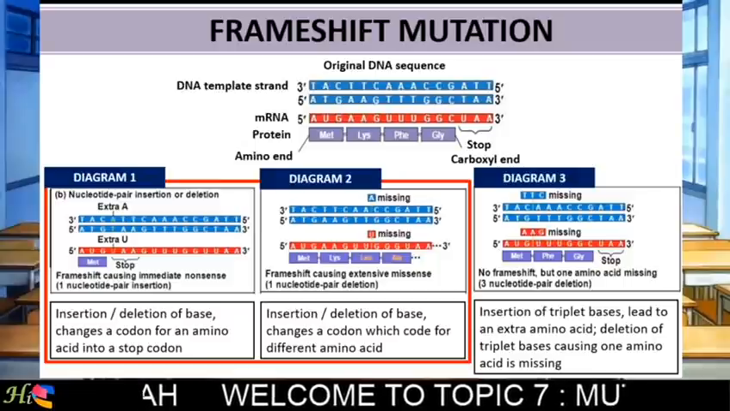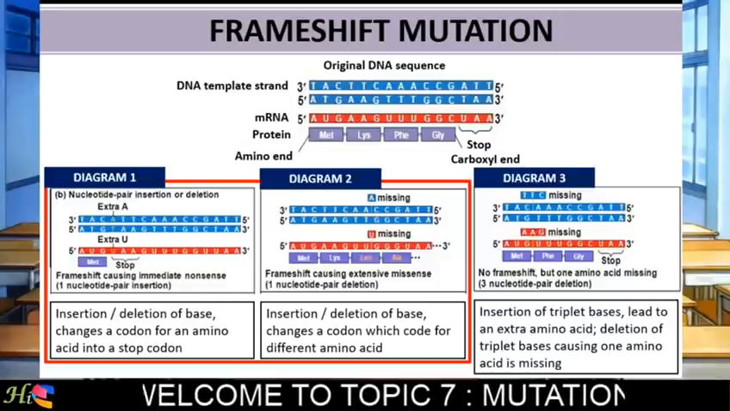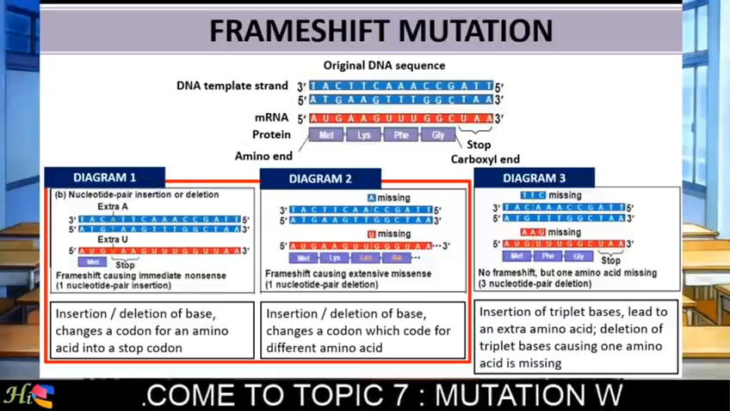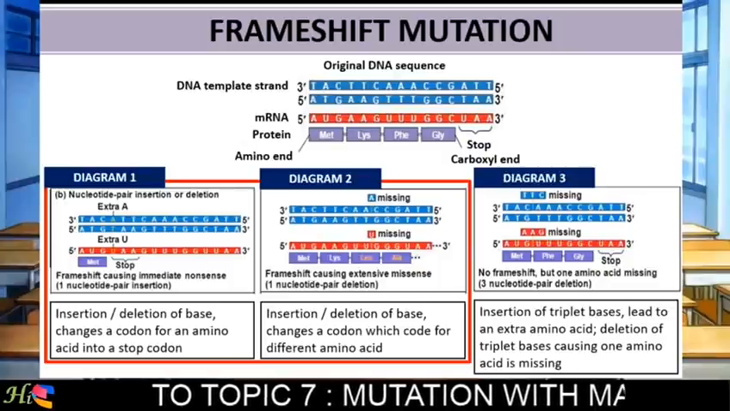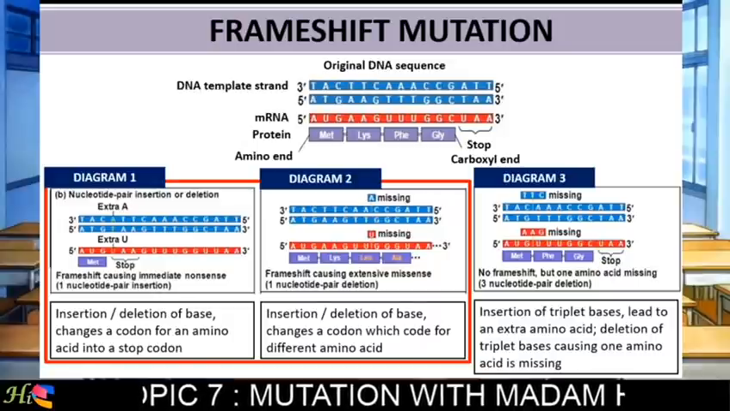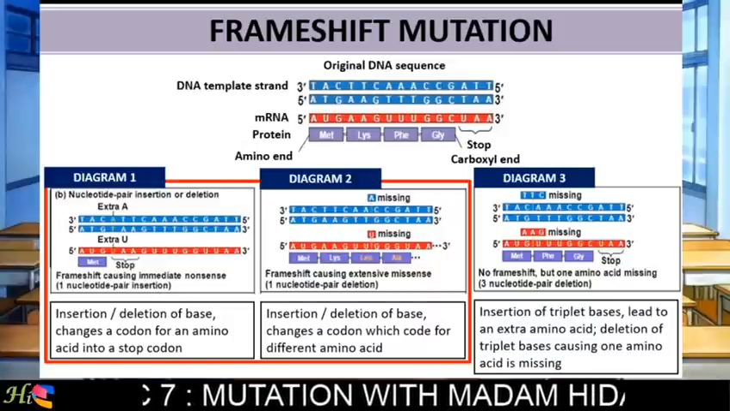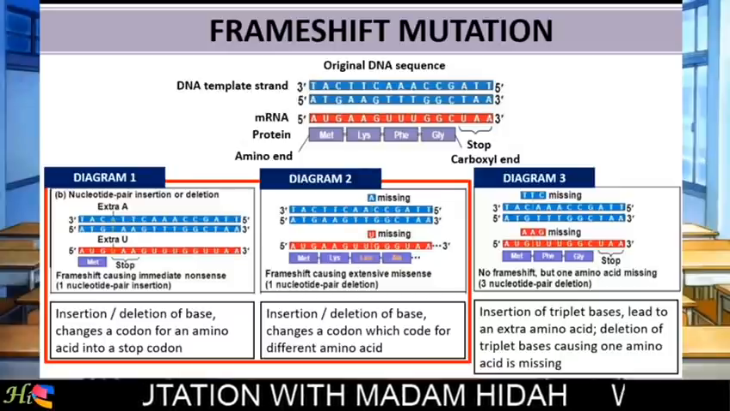Diagram 3 shows when the insertion or deletion is in a multiple of 3. That will cause no frameshift. However, the insertion of triplet bases will lead to an extra amino acid being encoded, whereas the deletion of triplet bases causes one amino acid to be missing.